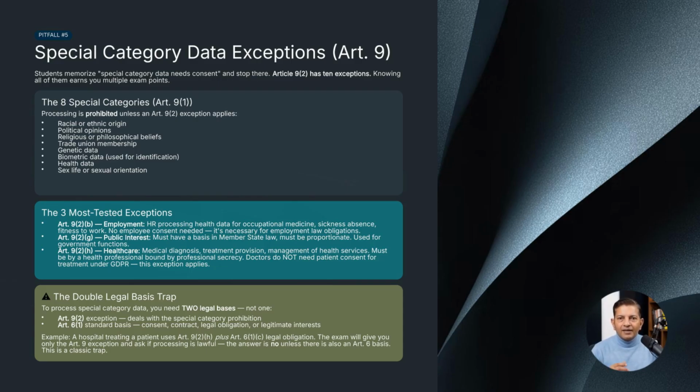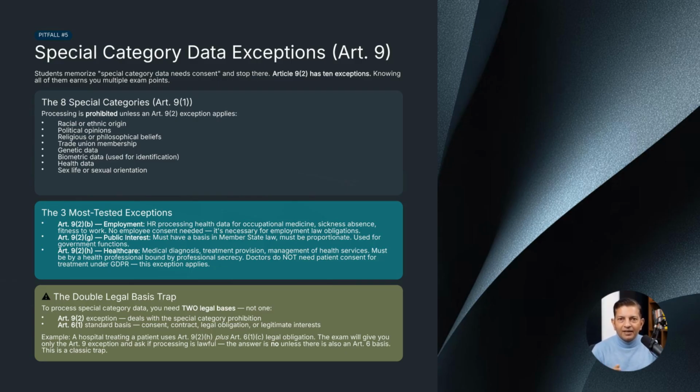Here's the setup. Article 9.1 says processing special category data is prohibited. Full stop. But students make three huge mistakes. First, they think only consent works as an exception. Wrong. There are 9 other exceptions. Second, they think you can't process health data without consent. Wrong. Healthcare professionals process health data all the time under different exceptions. Third, they think special categories always need explicit consent. Wrong. Explicit consent is just one of 10 exceptions. The truth is, Article 9.2 provides 10 different ways to lawfully process special category data. You need to know all of them.